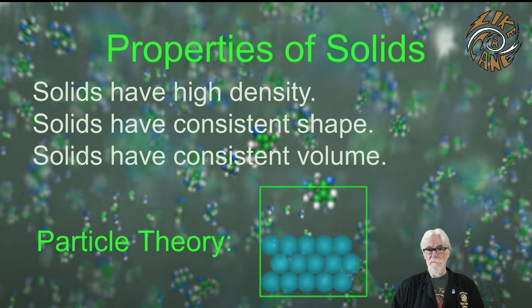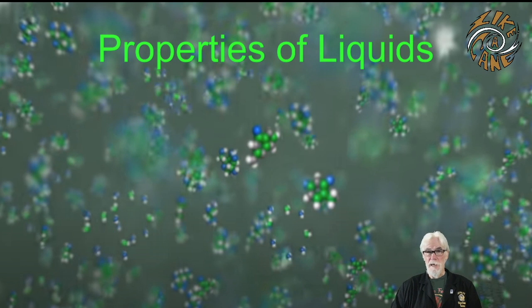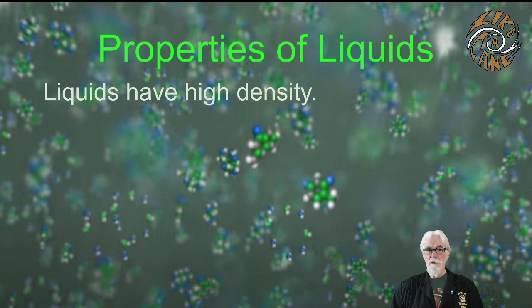Here's the particle theory explanation for those properties of solids. If the particles are arranged in an orderly, structured way, then they're going to have a consistent shape. And they're also going to have a consistent volume because they can't deviate from where they are at all. And they'll have a high density because the particles are attracted to each other, so they pack into a small space.